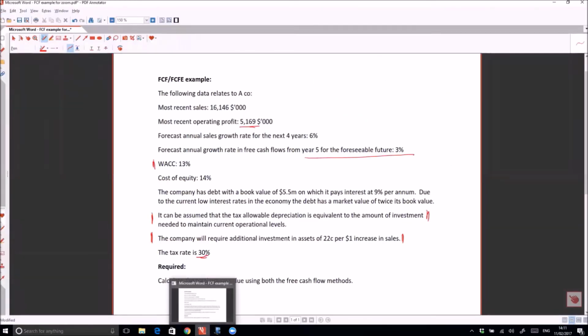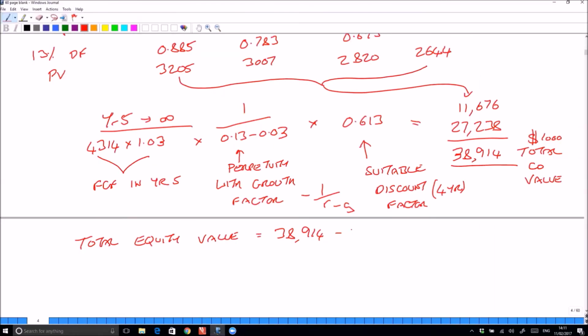Well, what is it? It says here, the company has debt with a book value of 5.5 million, on which it pays interest at 9% per annum. And due to the current low interest rates in the economy, the debt has a market value of twice its book value. And so in other words, what will be the market value of this debt? Well, it's the 5.5 times 2, it's 11 million, isn't it? And let's take that off. And so minus 11 million, the 5.5 times the 2. What does that come to?